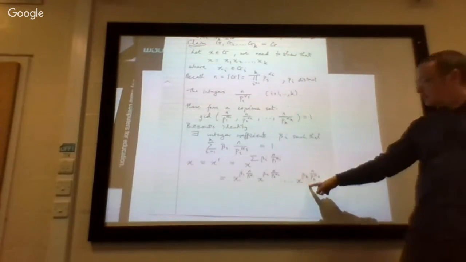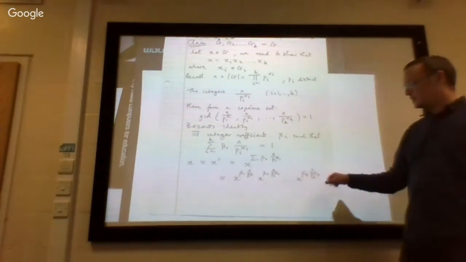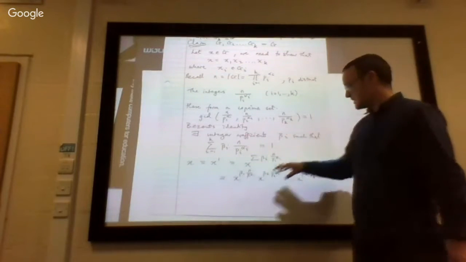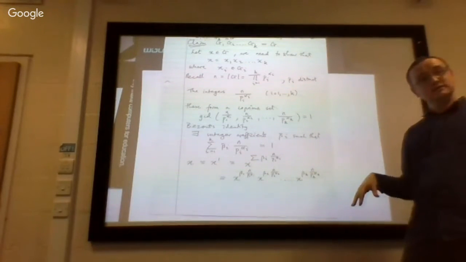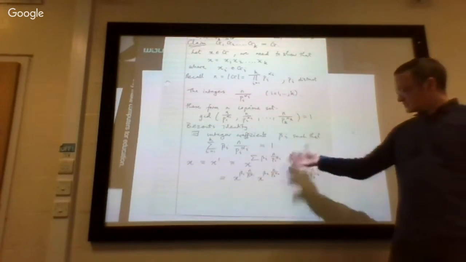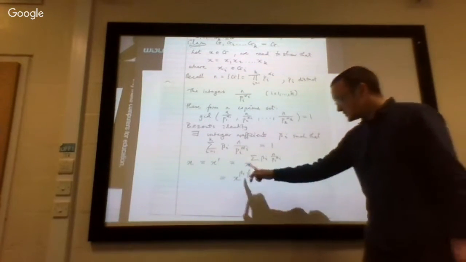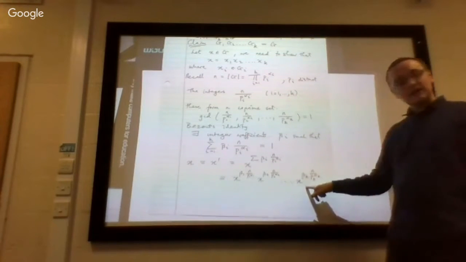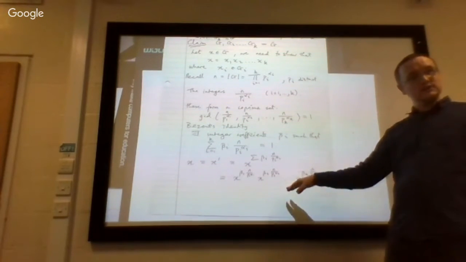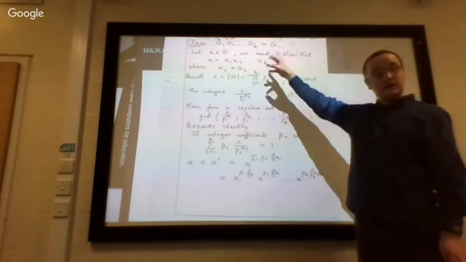Here we've got k different elements. Each of them is a certain power of x. Remember, everything is integers. It looks like fractions, but these are all integers. The claim is, if you look at the ith one along here, you get this ith power of x. That's an element from the ith primary component.